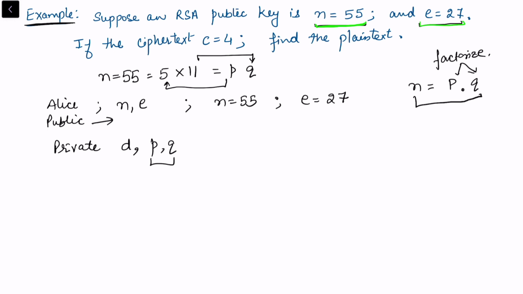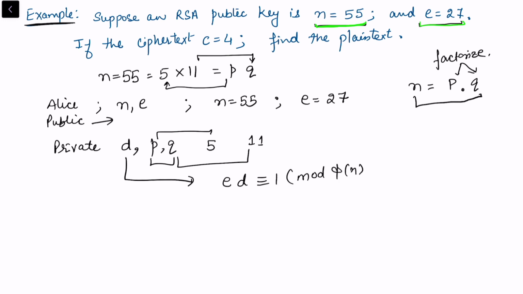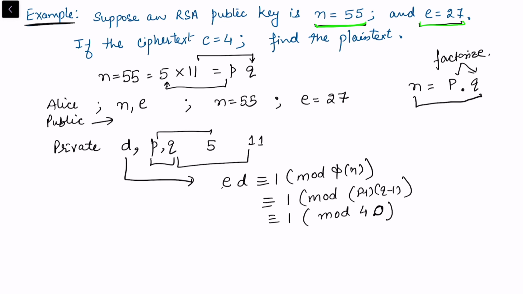P and Q we have just identified: P is 5, Q is 11. And I also need to know D. D in the system satisfies E into D congruent to 1 mod phi(n). So we will have to calculate phi(n). Phi(n) is P minus 1 into Q minus 1, which is 4 into 10, that is 40. So I need to know E, we already know that is 27, so 27 into D.